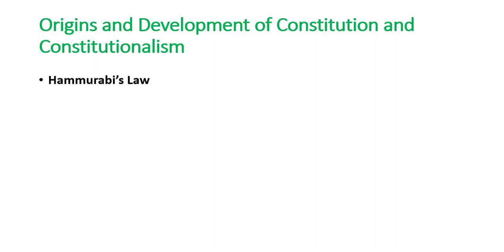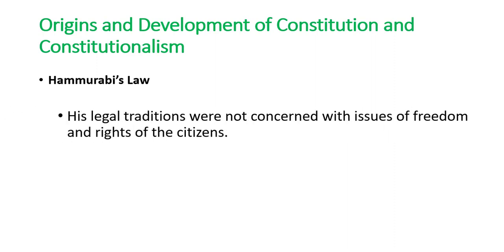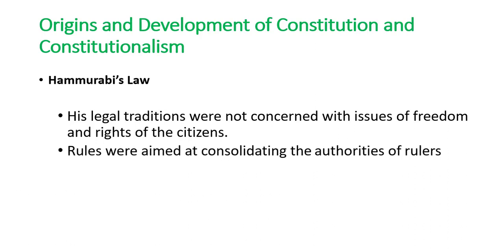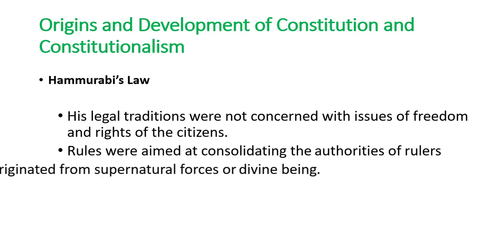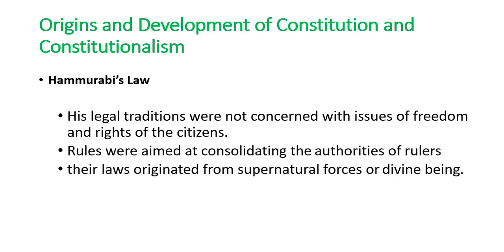Hammurabi was an ancient Babylonian king, and his legal traditions were not concerned with the issue of freedom and rights of citizens. Instead, attention was given to maintaining forceful order. In other words, rules were aimed at consolidating the authority of the ruler, who claimed justification that the laws originated from a supernatural force or divine being. So subjects who didn't obey the laws would be seriously punished, and any criticism against the laws was unacceptable. Thus, Hammurabi's law established a highly authoritarian rule.